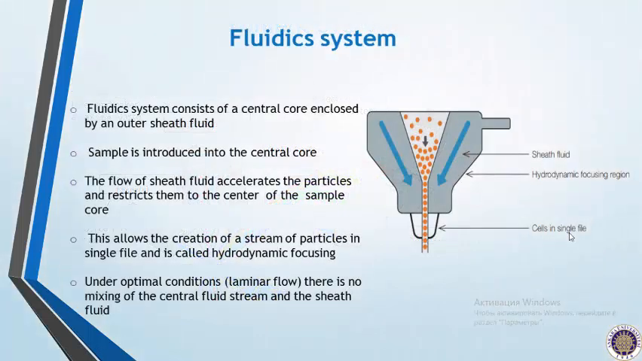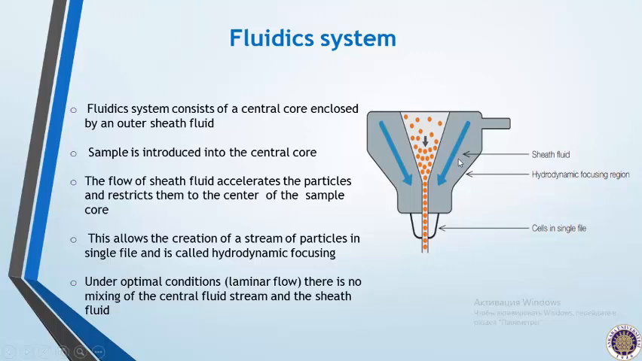Now I will talk to you about the fluidic system. The purpose of the fluidic system is to transport particles in a fluidic stream to the laser beam for interrogation. For optimal illumination, the stream transporting the particles should be positioned in the center of the laser beam. In addition, only one cell at a time should move through the laser beam at a given moment. In order to achieve this, the sample is introduced to the central core enclosed by the outer sheath fluid, which is usually a buffer or some saline solution.